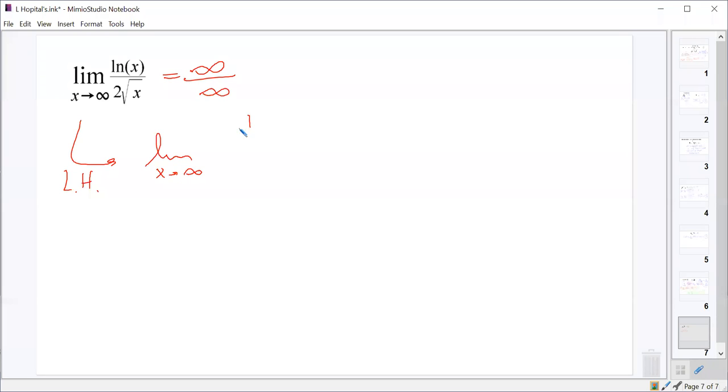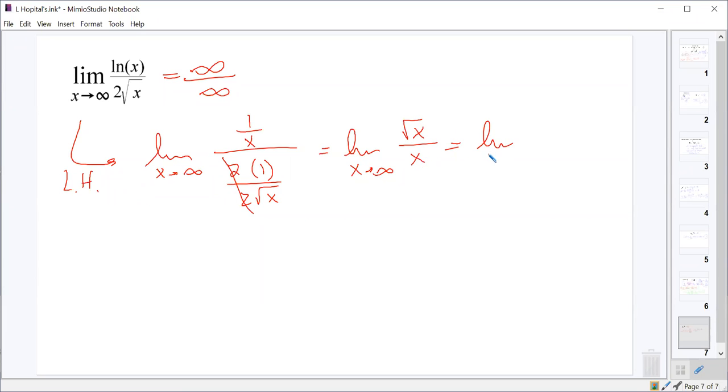The derivative of natural log of x is 1 over x, and the derivative of 2 root x is 2 times the derivative of root x, which is 1 over 2 root x. So cancel the 2's. Right, and we've got 1 over root x and 1 over x above it. Let's simplify. We learned from the last one that we should always simplify if we can. Root x over x, which is x to the half over x to the first, or just 1 over root x.